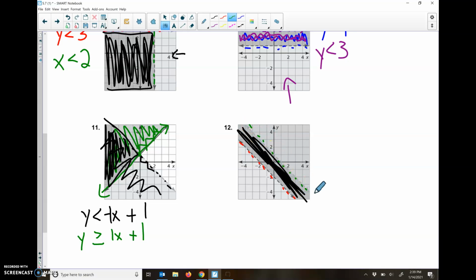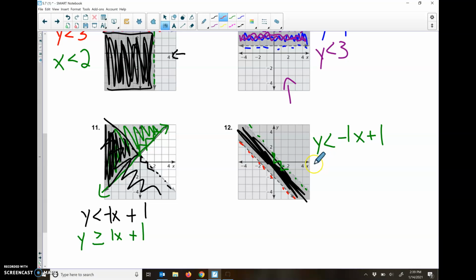So we'll do this green line first. So it looks like it's crossing at positive 1. That's my y-intercept right there. So it looks like my slope is down 1 over 1, down 1 over 1. So I got negative 1x. And like I said, it's kind of going down, or they shaded everything below that line. So y is less than negative 1x plus 1.